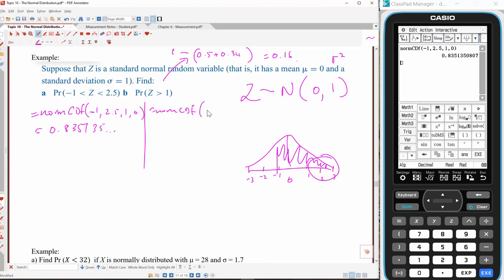And we're going from 1 to positive infinity for a standard deviation of 1 and a mean of 0. So 1 to positive infinity, all right, equals 0.1586 dot dot dot dot.